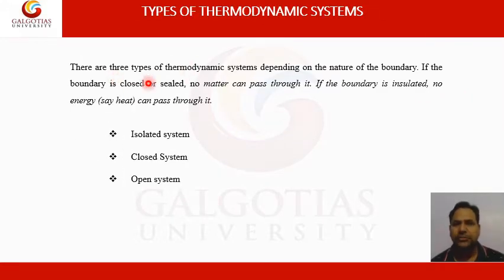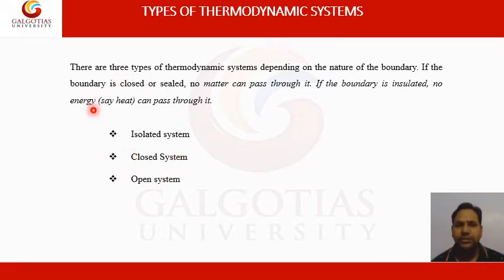Here showing types of thermodynamic system. So there are three types of thermodynamic system depending on the nature of the boundary. If the boundary is closed or sealed, no matter can pass through it. If the boundary is insulated, no energy, say heat, can pass through it. So there is an isolated system, open system and closed system.